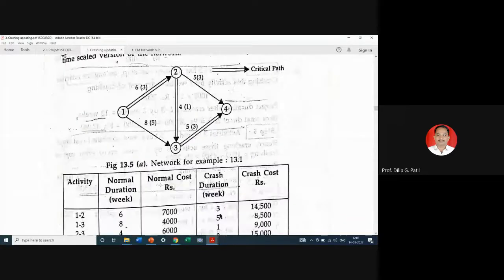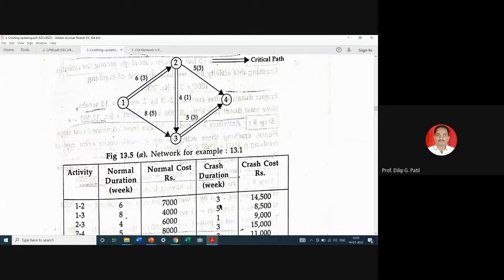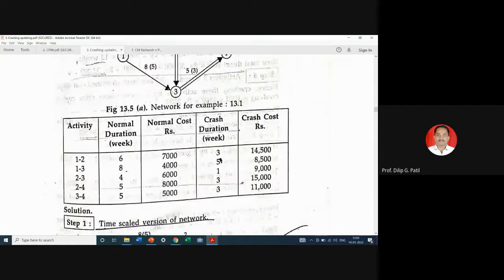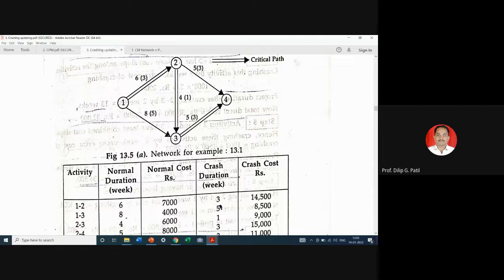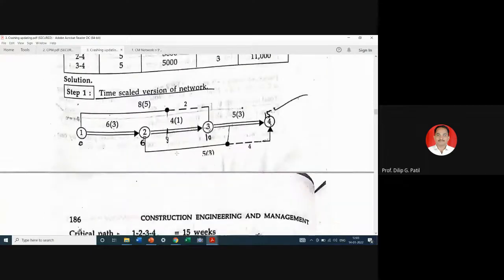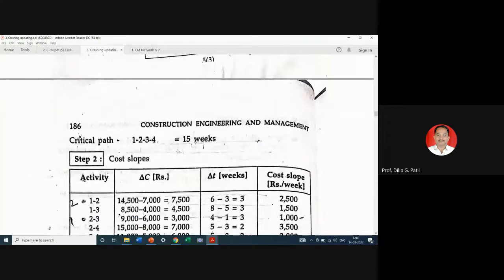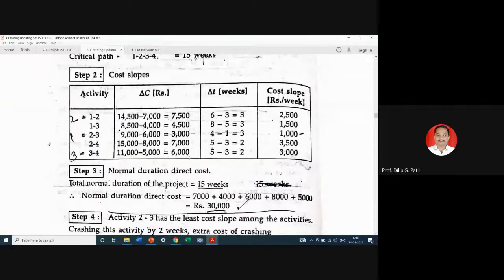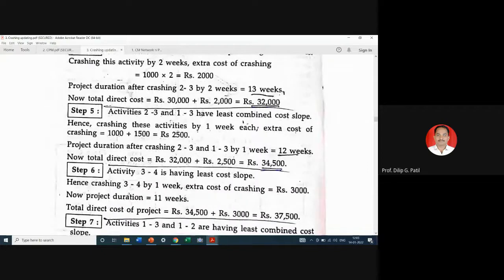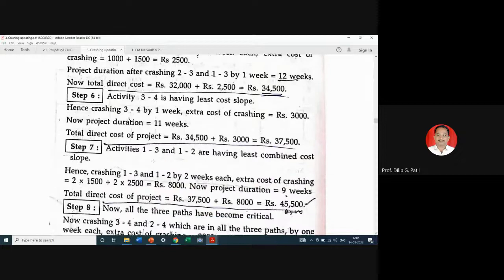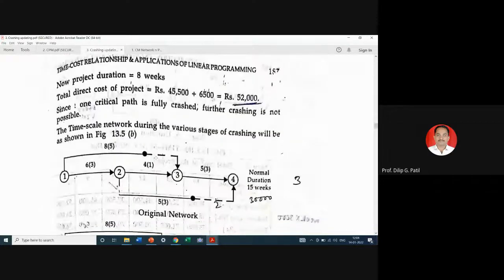So we have to find out the cost slope of each activity, and other steps are the same as what we have seen in the calculation of the project network, calculation of project duration and critical path. And after all these calculations, we will be calculating the cost slope of each activity. We will see what is cost slope. That is the extra cost of crashing. And as per required steps, we will keep crashing the project network and we will calculate the total cost of crashing for each step.